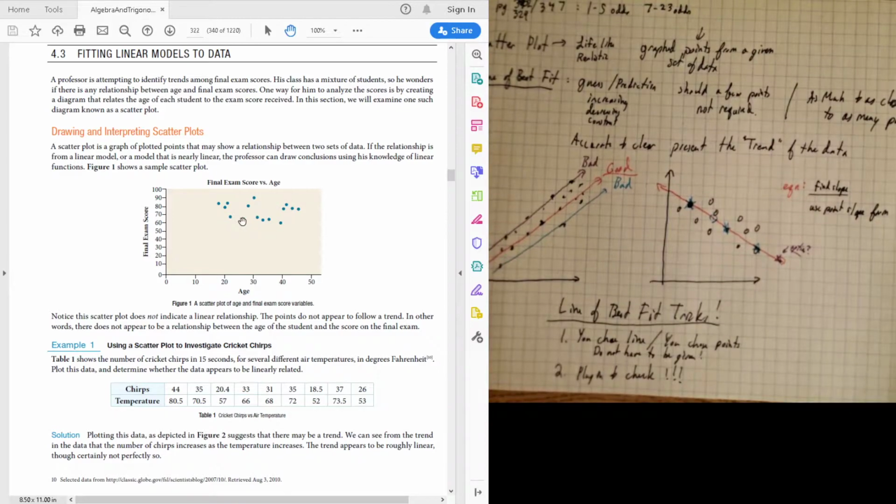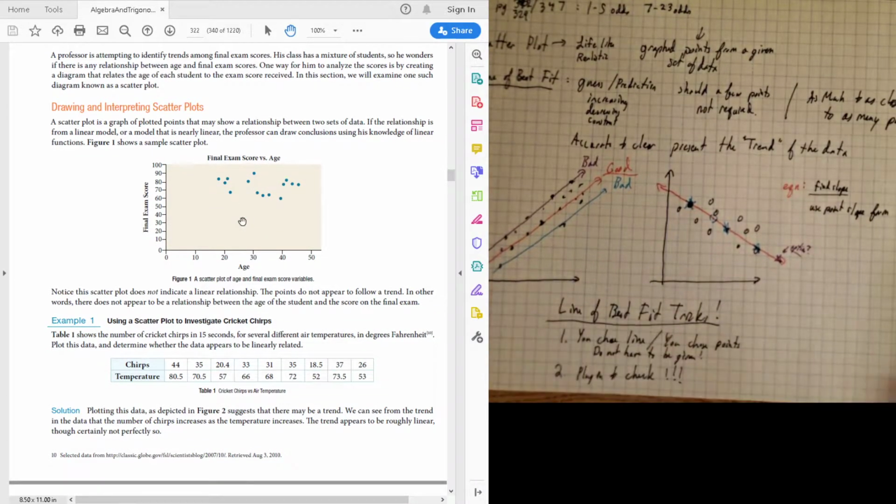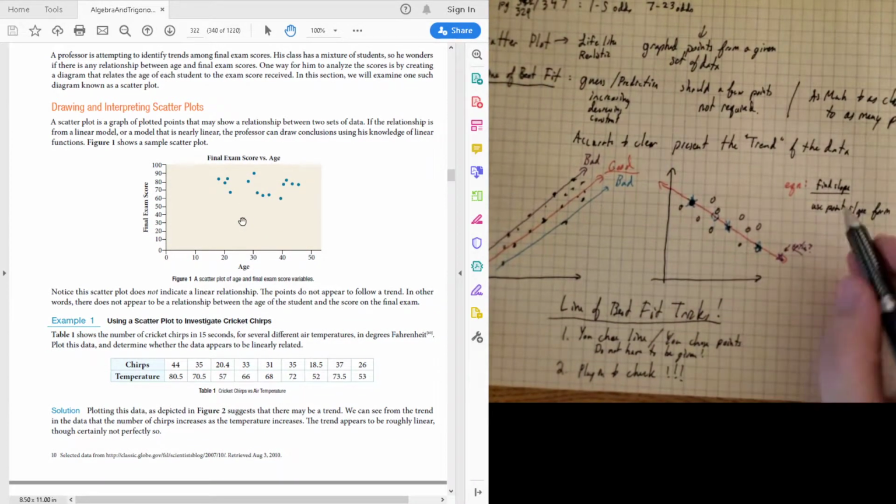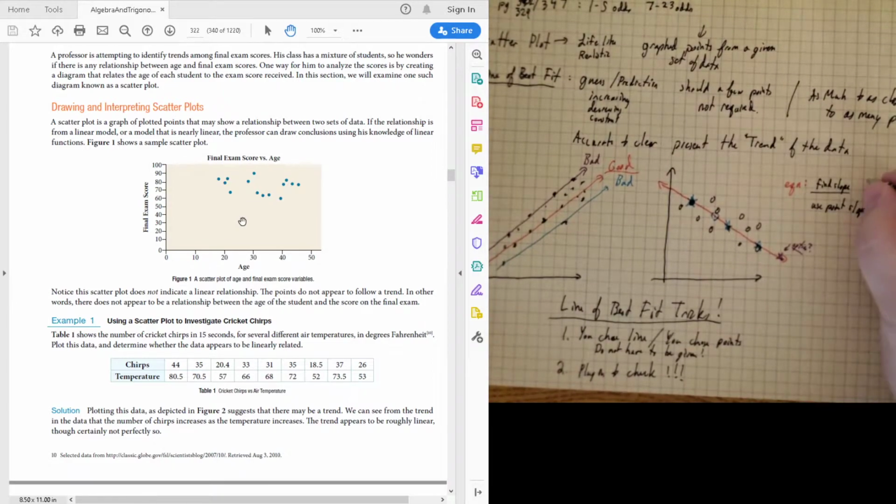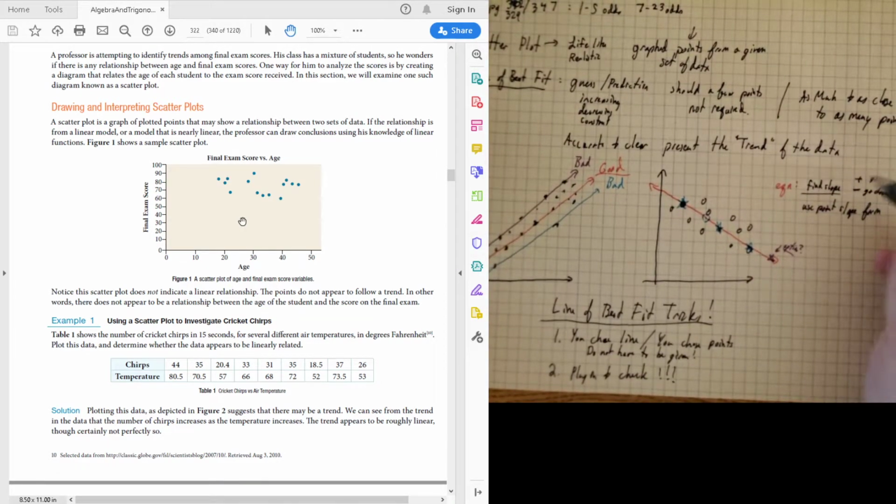Now, a few general trends to note to remind ourselves. When you do the slope part of this, remember, positive slopes go up. Negative slopes go down. If you look at your picture and say, it looks like it's going down, but then you do your slope and you're like, why is my slope positive? You probably made a mistake. That's an easy thing to check.